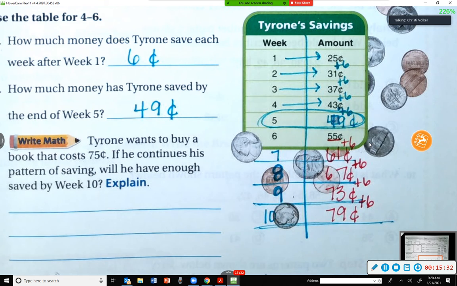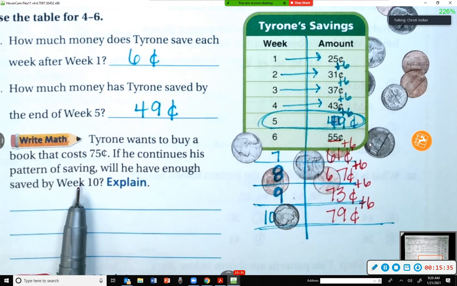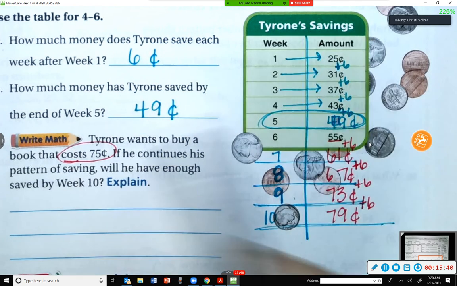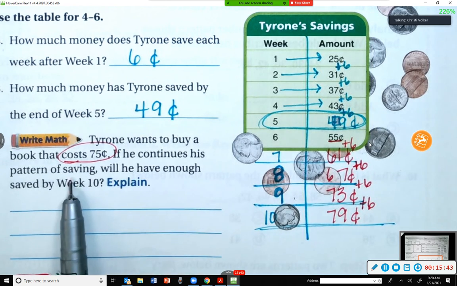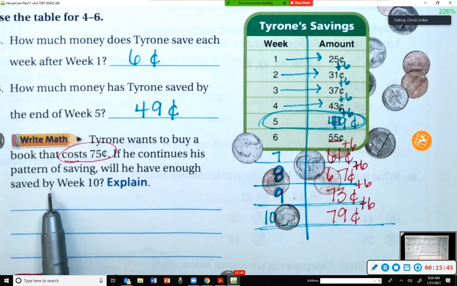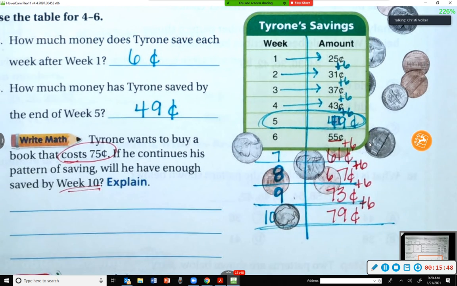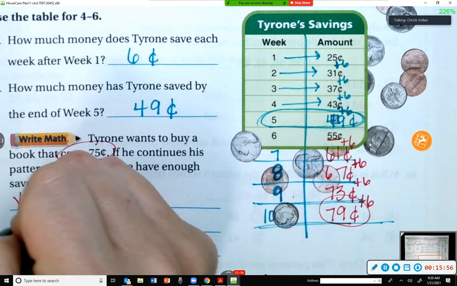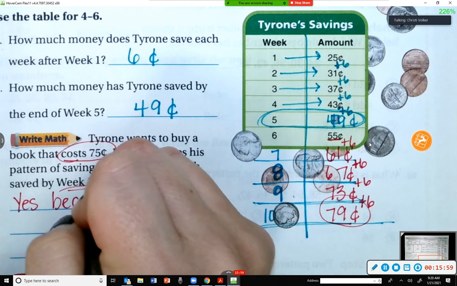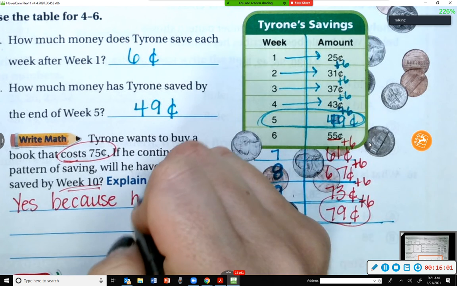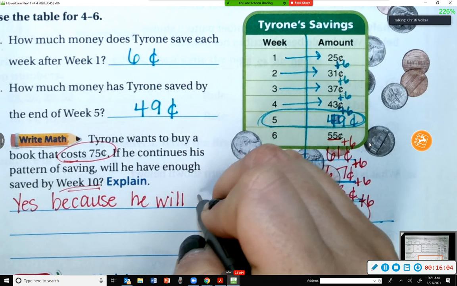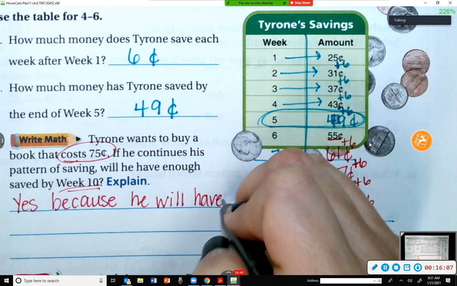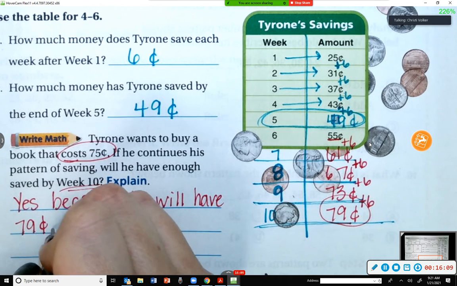Okay, so let's go back and see what the question asked us again. Tyrone wants to buy a book that cost 75 cents. If he continues his pattern of saving, will he have enough saved by week 10? Okay, well, he has 79 cents. Is that enough? Yes, because he will have 79 cents, which is more than enough, right?